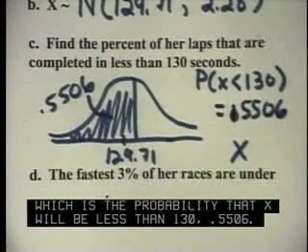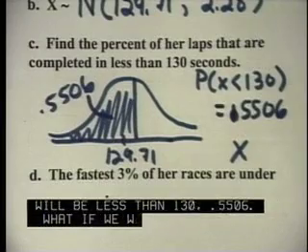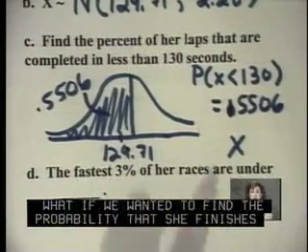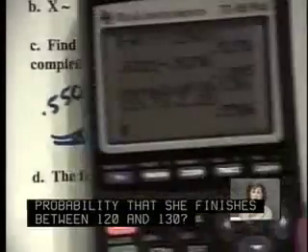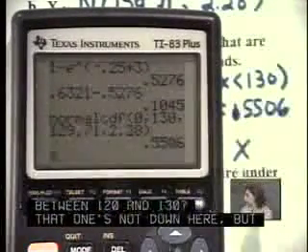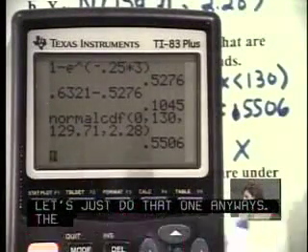What if we wanted to find the probability that she finishes between 120 and 130? That one's not down here, but let's just do that one anyways. The probability that she finishes between 120 and 130.